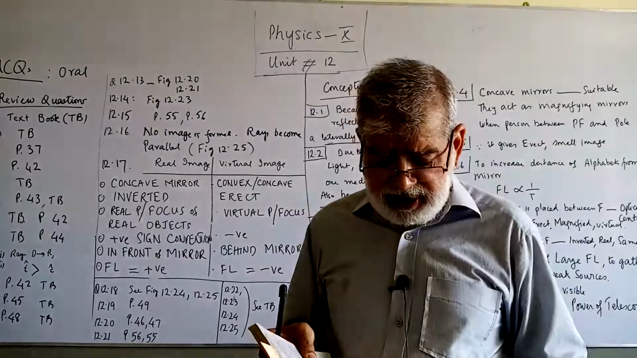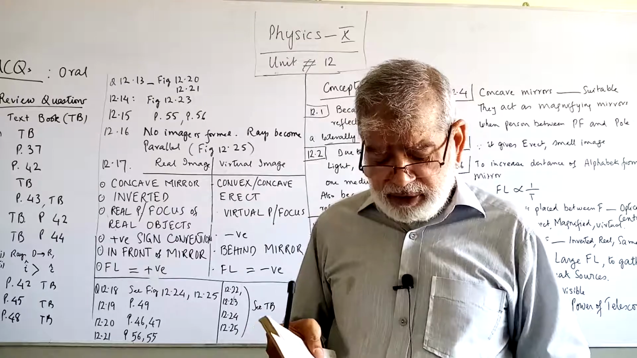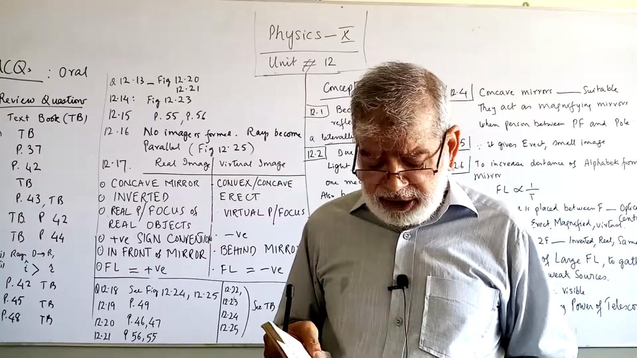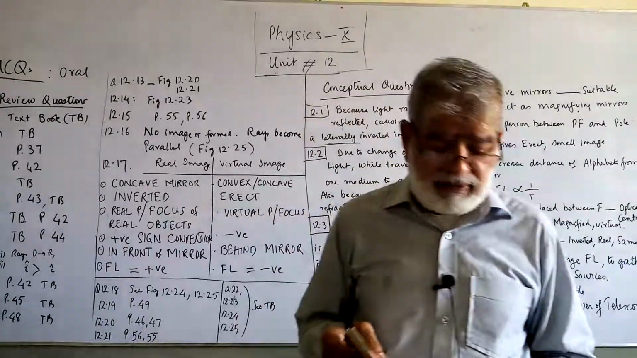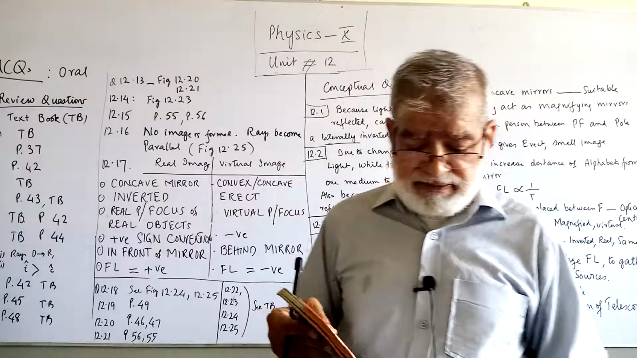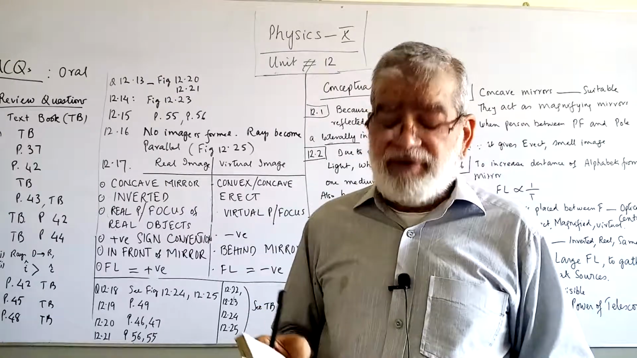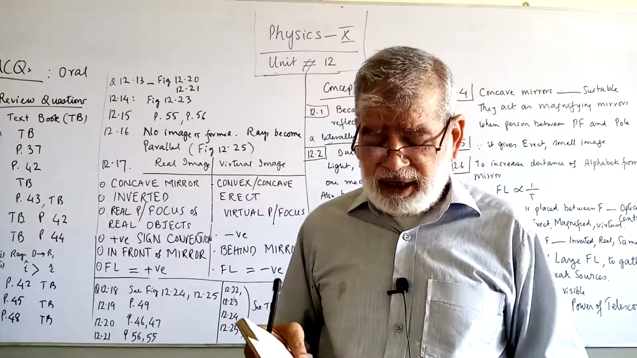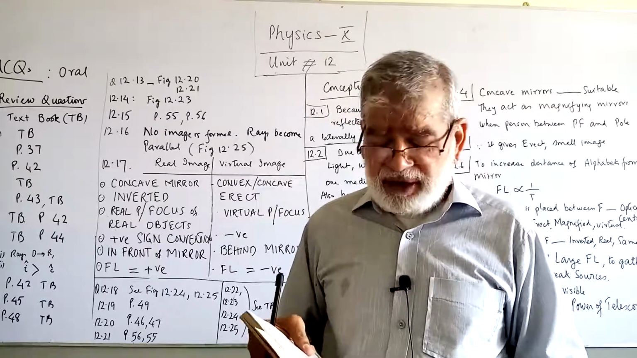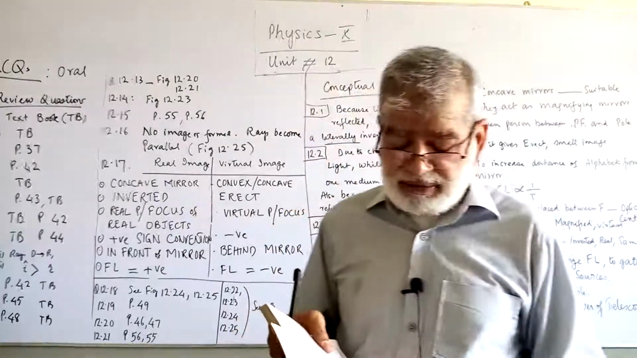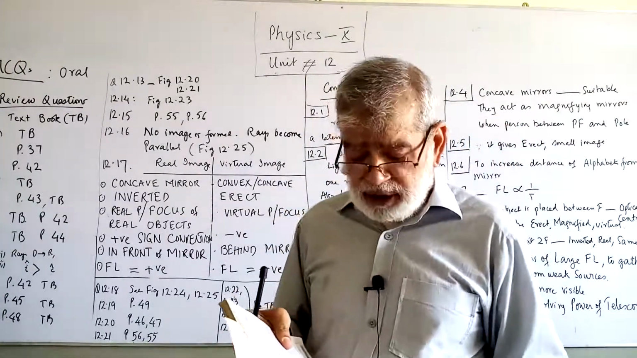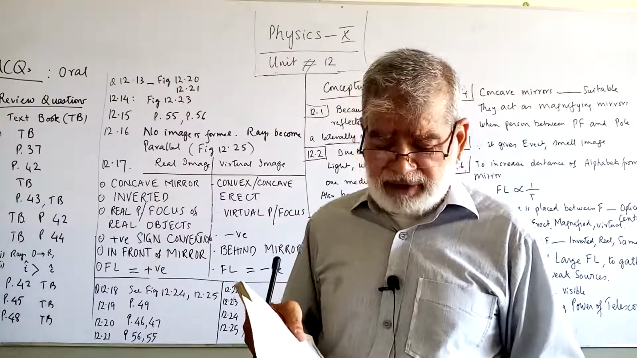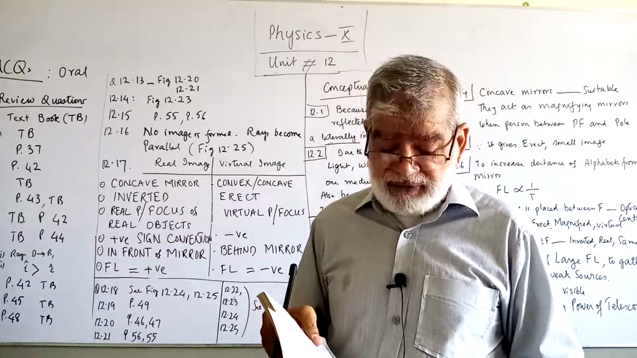Question number 5. The index of refraction depends upon the focal length, the speed of light, the image distance, or the object distance. Always remember that the index of refraction depends upon the speed of light. You have read the formula on page number 43. Refractive index is equal to the speed of light in air or vacuum over the speed of light in that medium through which it is being measured. So n is equal to c over v. So remember, refraction always depends upon the speed of light.